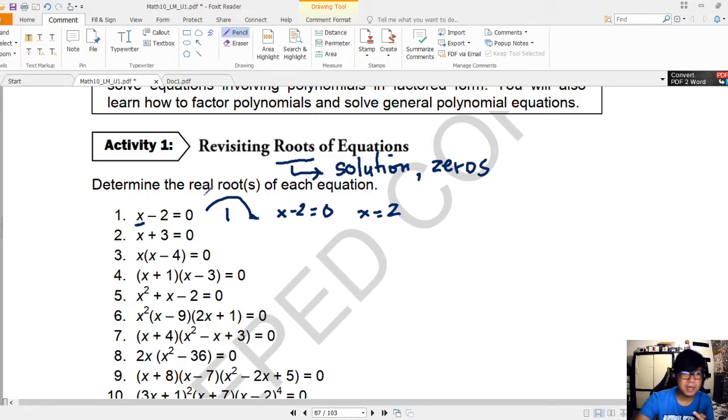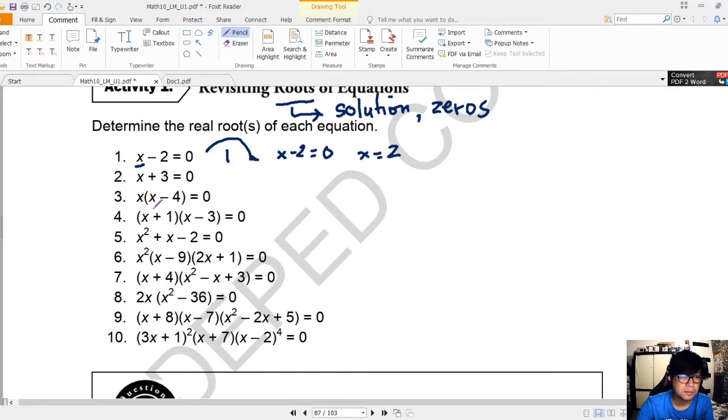So, ibig sabihin, ang number of roots refers to the value of x here that will make the given equation equal to 0. Or in other words, yung number of x's, yun yung roots natin. Bibilangin natin ilan lahat ng x. So, that will refer to us as the root.